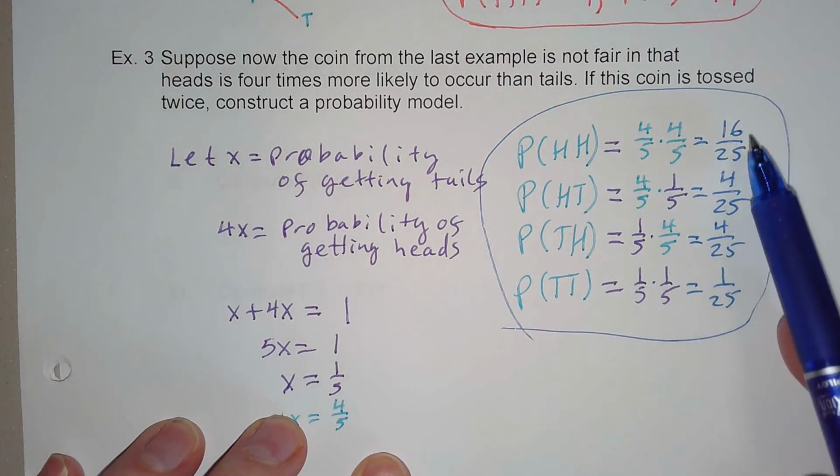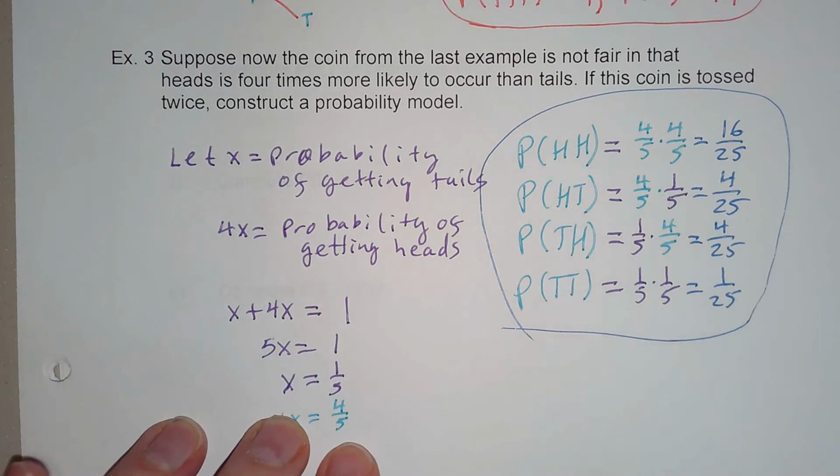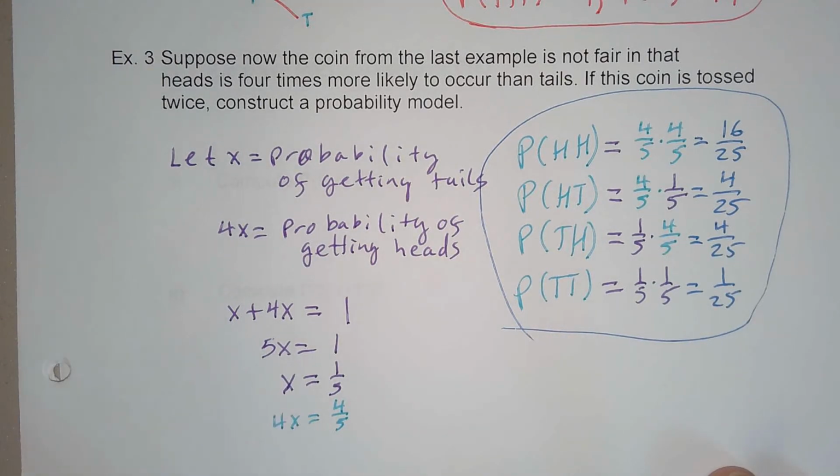Notice if I add 16 plus 4 is 20, plus 4 is 24, plus 1 is 25. That gives me 25 over 25 and that would be equal to 1. So this is our probability model.